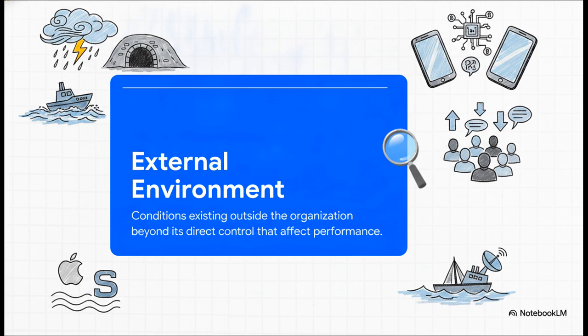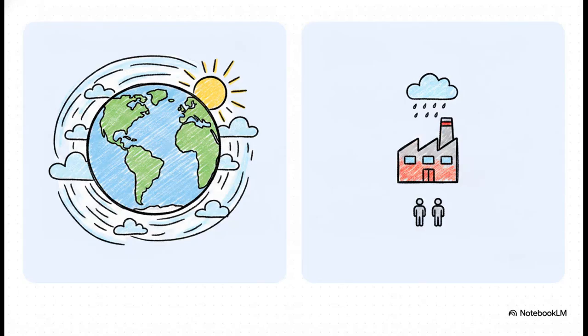Like we said, you can't control the weather, but you can definitely build a better storm shelter or upgrade your boat. Think about companies like Apple and Samsung. As our source material points out, they are constantly having to adapt to new technological shifts and changing consumer preferences just to stay competitive. If they ever stop analyzing the outside world, they sink. It's that simple.